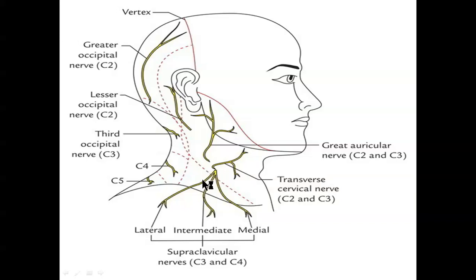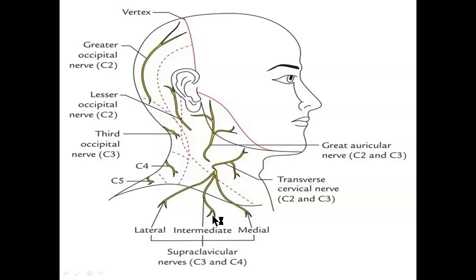Then again, a trunk of three nerves is coming out in the side of the neck. Here we can see your supraclavicular nerves. From that trunk, we have three divisions, giving three nerves: one is your lateral, one is your intermediate, and one is your medial. So these all are your supraclavicular nerves. Again, they are coming from C3 and C4 levels.